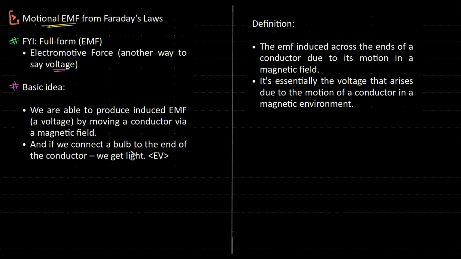And if we connect this to a bulb at the end of a conductor, we get light, obviously, right? We have a source of electrons moving, make this electron move through a bulb, the bulb glows, as simple as that. Now, as a definition, the EMF induced across the ends of a conductor due to its motion in a magnetic field. Just by moving a wire somewhere in the air, it won't work. It has to be in the presence of a strong magnetic field. Essentially, it's the voltage that arises due to the motion of a conductor in the magnetic environment.